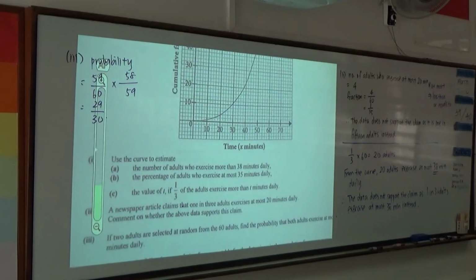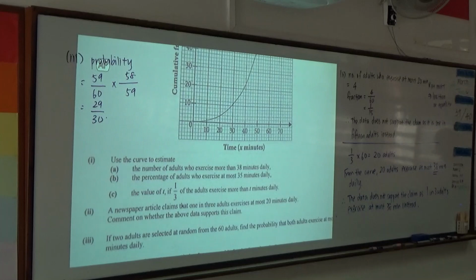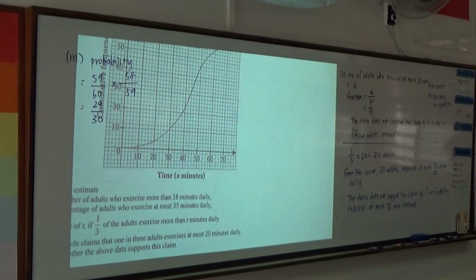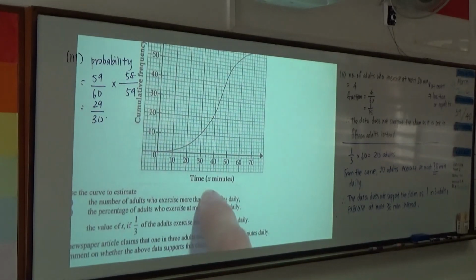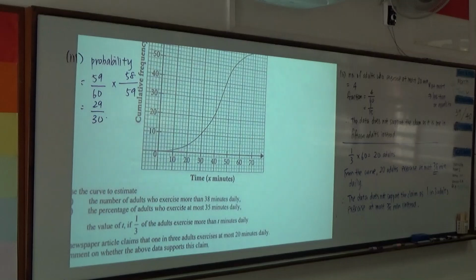Now another very important skill in terms of cumulative frequency curve, other than knowing how the cumulative frequency table translates into a curve, is that we must be able to translate from the curve back to the table as well.